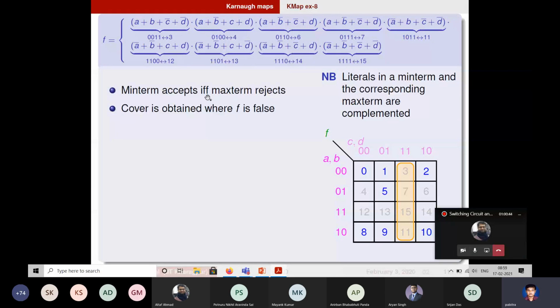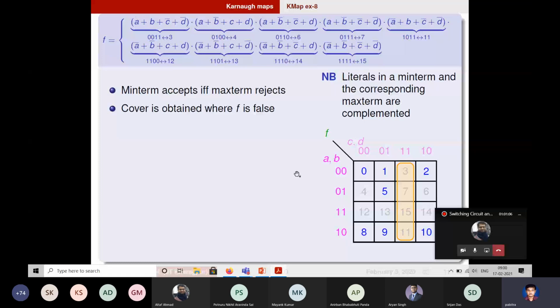But here we will not write it as CD. We will write it as C bar D bar. We'll take the complement. So if it is 1 1, we'll write it as C bar D bar. If it is 0 0, we'll write it as CD. So this will actually minimize to C bar plus D bar. The corresponding max term will be C bar plus D bar.